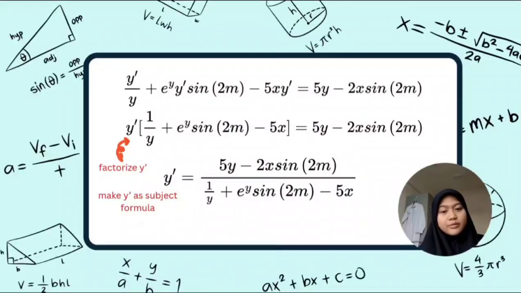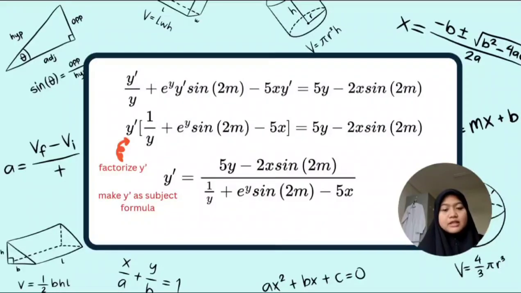So we will get y prime over y plus e to the power of y times y prime sin 2m minus 5x y prime equal to 5y minus 2x sin 2m. From this equation, we can factorize the y prime to simplify. After we factorize, we will get y prime times (1 over y plus e to the power of y sin 2m minus 5x) equal to 5y minus 2x sin 2m. After that, we can make y prime the subject of the formula.